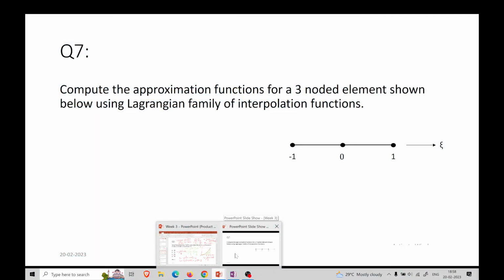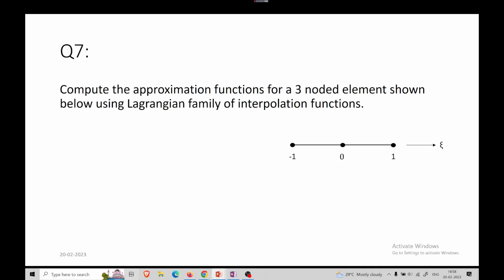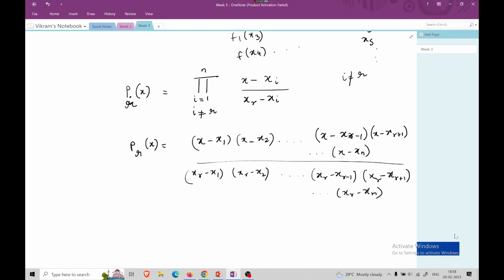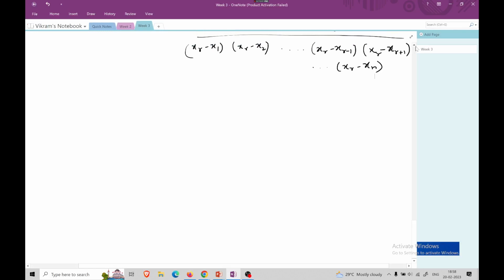So now we have to compute the approximation functions for a 3-noded element. So we have 3 nodes at minus 1, 0, 1. So this is my point 1, this is my point 2, this is point 3.